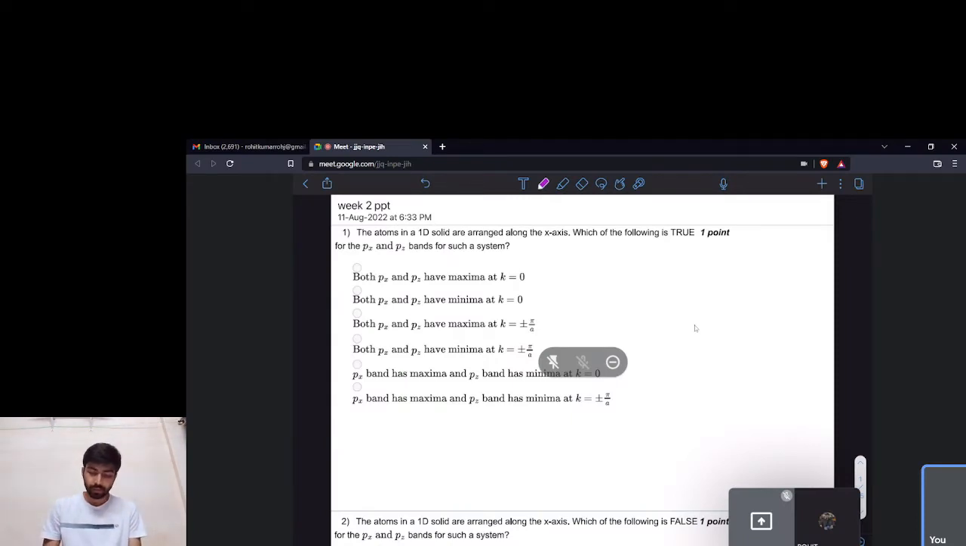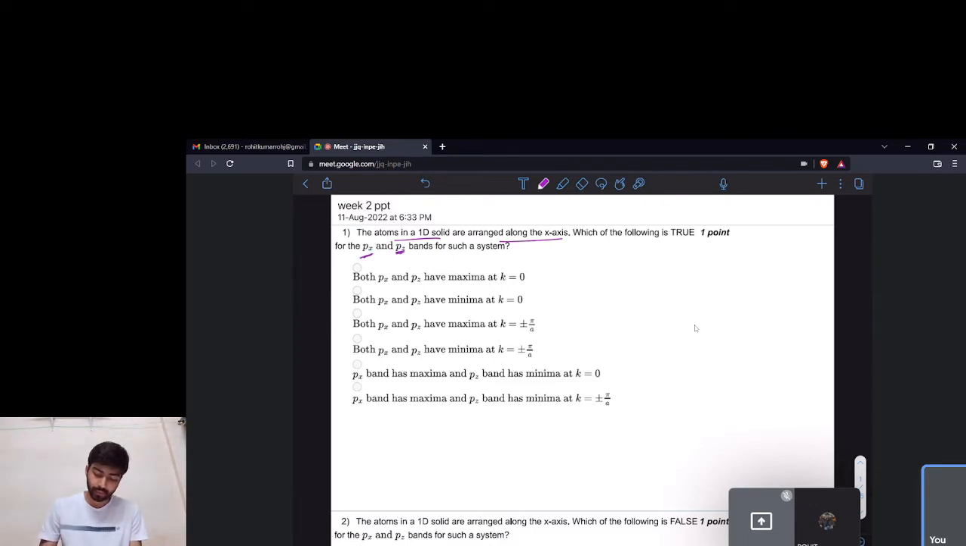So in this class also we have multiple choice questions, and the first question says that the atoms in a one-dimensional solid are arranged along the x-axis, right? And which of the following is true for px and pz bands of the system?